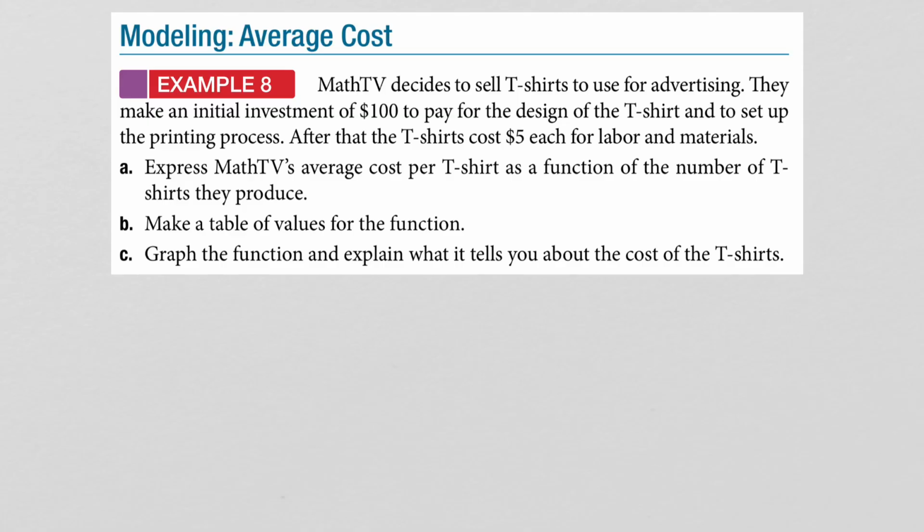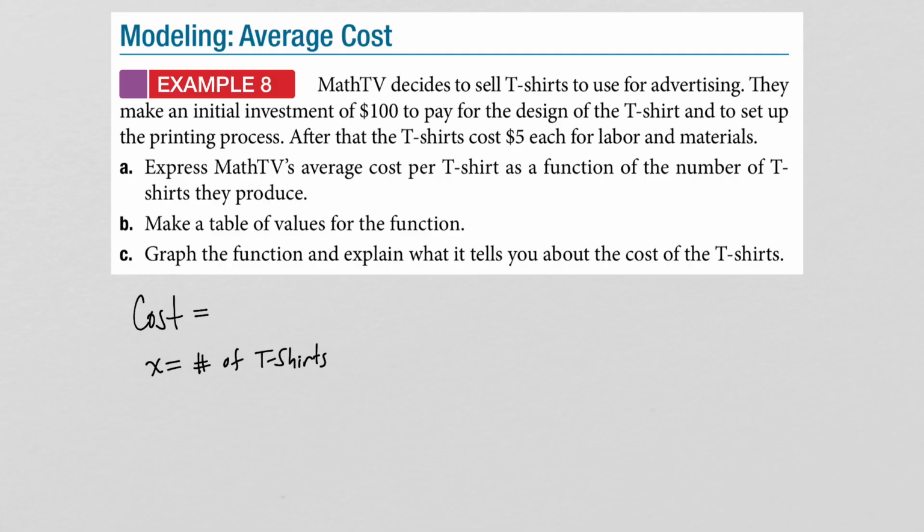Okay, so in part A, they say express the average cost per t-shirt as a function of the number of t-shirts that they produce. All right, so to understand this, let's first just talk about what is the cost to produce a t-shirt if the number of t-shirts is x.